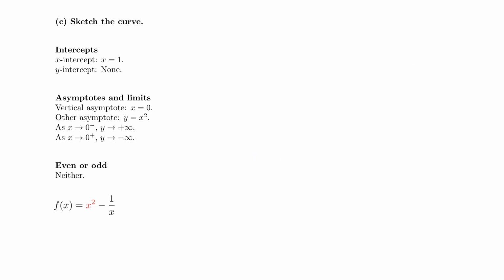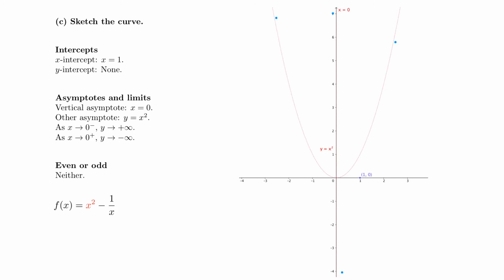Now for the last part, sketching the curve. Here, we can write out the information we have accumulated from the past questions and present it in an easy to understand way. From our table of information, we can read off our x-intercept, which is that x is equal to 1, and we also know that there is no y-intercept. Following this, let's add in our asymptotes. We found that there was a vertical asymptote of x is equal to 0 and a parabolic asymptote of y is equal to x squared.